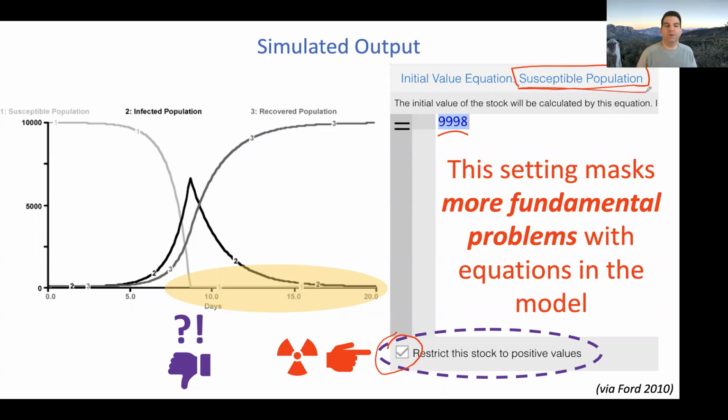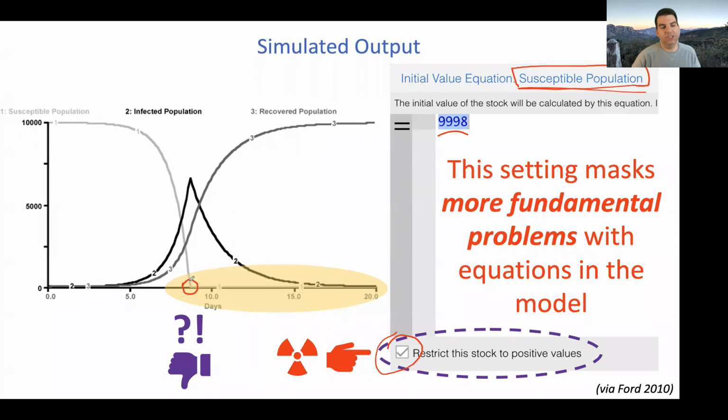I need to always have a positive population. But the reason this is bad is that if I've constructed my formulas correctly, then there will never be a chance that my susceptible population will even try to go negative. But if you look at the susceptible population, that's this gray line here, notice it starts at 9,998 and it starts falling and then it never rounds off. It plummets and just crashes into zero here.